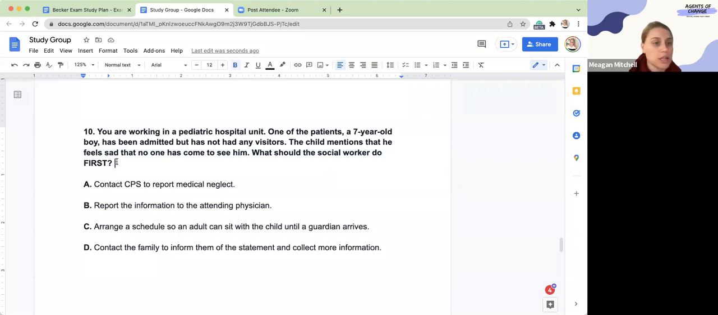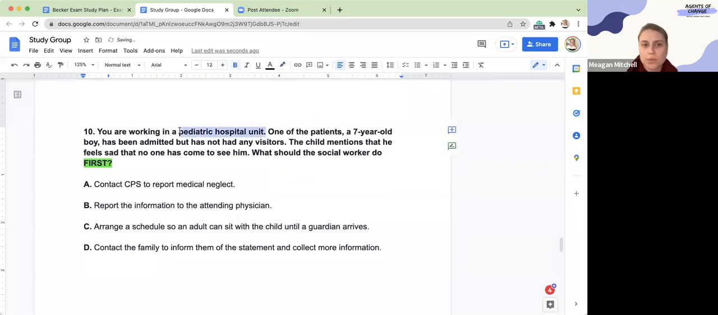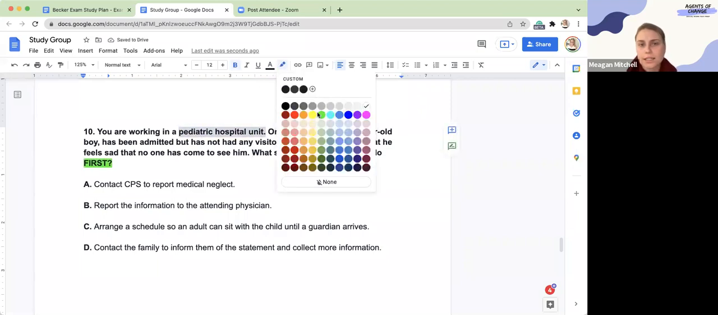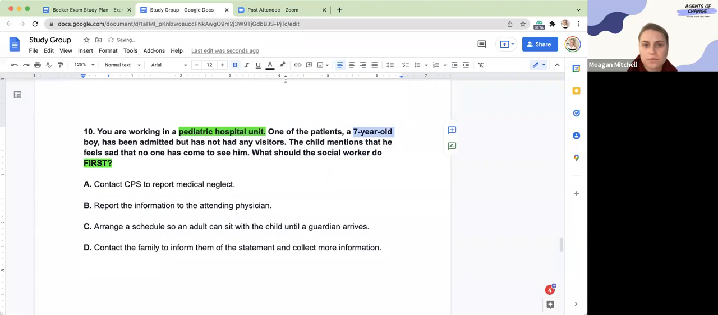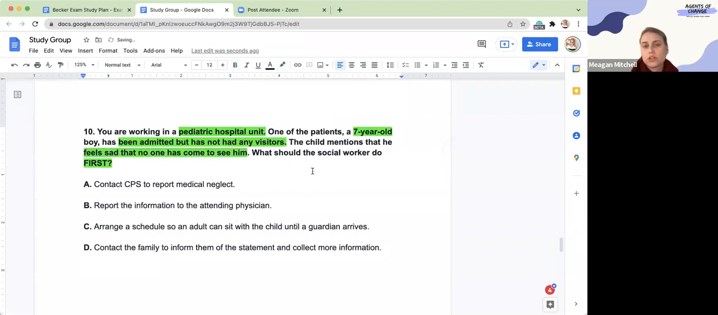Remember first questions. A lot of people say, well, what do I do with first questions? You need to put these in order. Where is our starting point? You're in a hospital. Client is 7. We don't know why he's in the hospital, but he's been admitted and he has no visitors. He says that he's sad that no one has come to see him. What does the social worker do first?